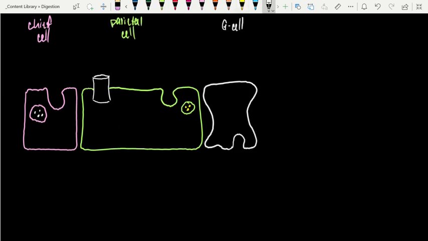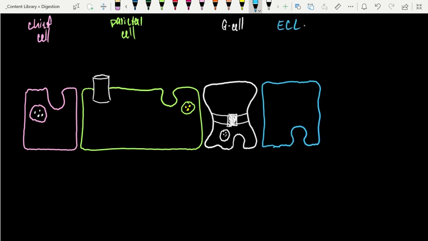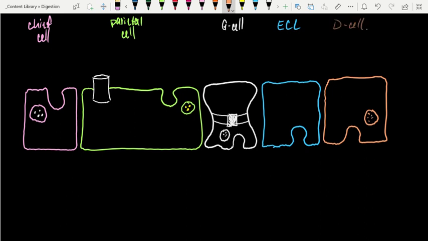For reasons that we'll discuss in just a second, we're going to draw the G cell with a belt around its waist. Nice belt buckle. And we said its job was to release gastrin. All right, next up is the ECL, which releases histamine. And lastly, the D cell, or delta cell, more appropriately. We said this was the off switch, as it releases somatostatin. All right, now let's see how all these things are working together.